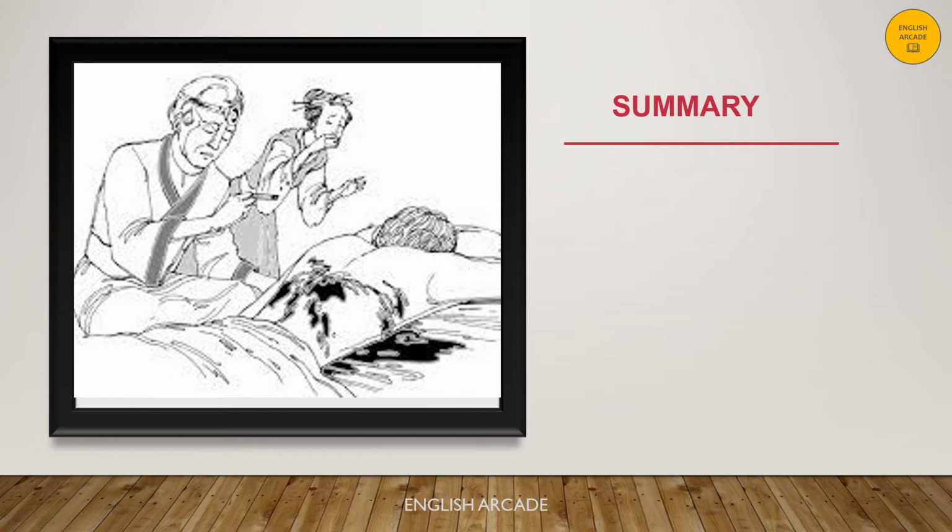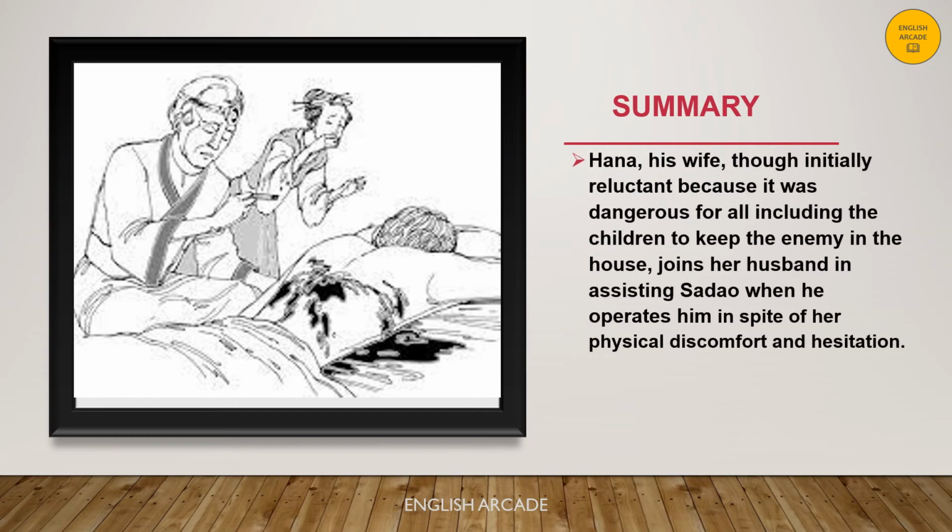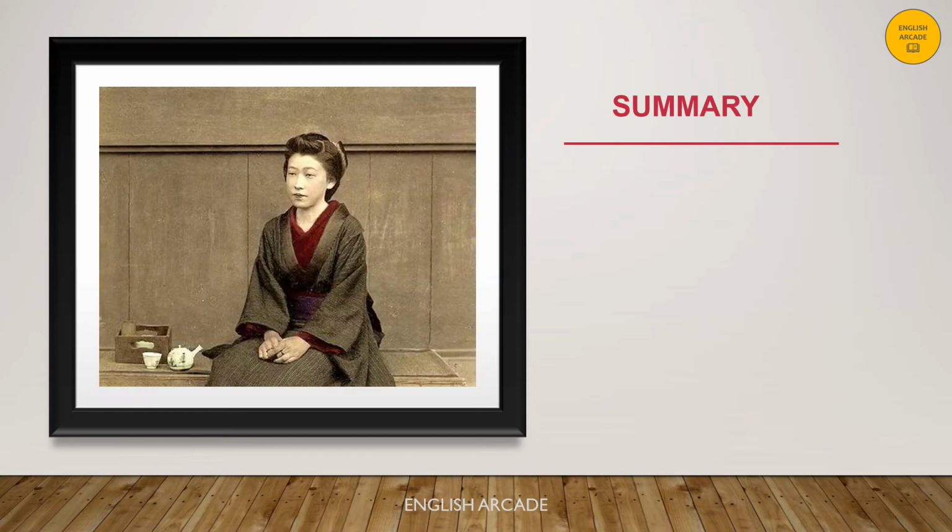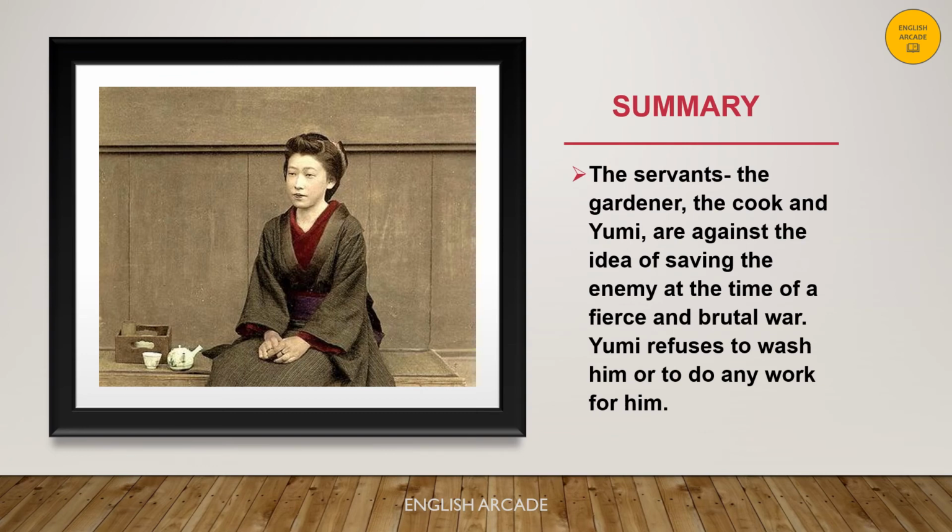So Sadao decides to perform the operation, and Hana, his wife, though initially reluctant because it was dangerous to keep the enemy in the house, joins her husband in assisting him when he operates on him, in spite of her physical discomfort and hesitation. They have 3 servants in the house: the gardener, the cook, and Yumi, the caretaker of the children. All 3 turn rebellious. All 3 are against the idea of saving the enemy, more so at a time of a brutal war going on.